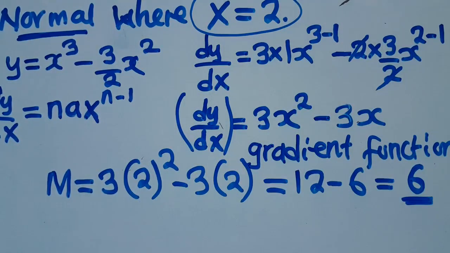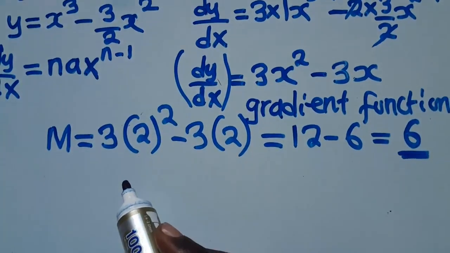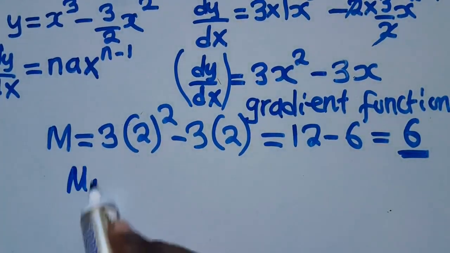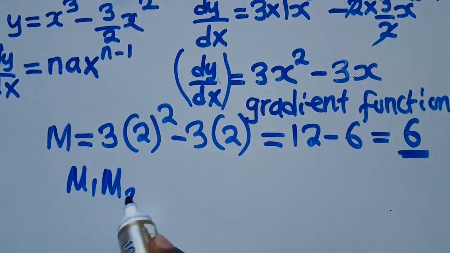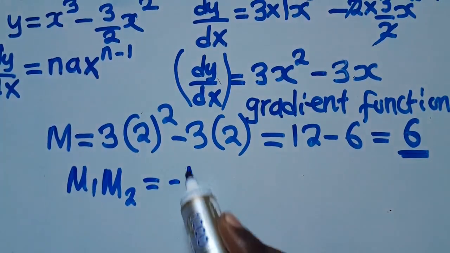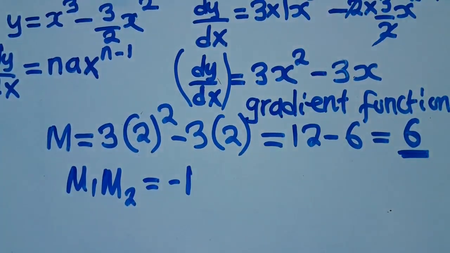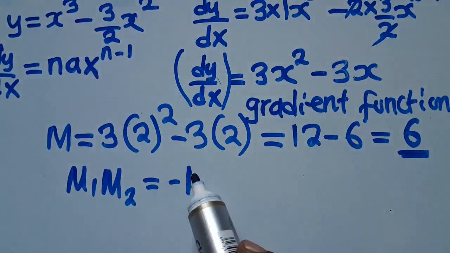So when we are finding the equation of the normal, we don't use the first gradient. We use this formula. So you need to apply this formula where you say m1 times m2 is equal to -1. This is to tell you that the gradient 1 here and the gradient 2 are perpendicular to each other. So when you multiply them, you need to get -1. So this is what you need to do.